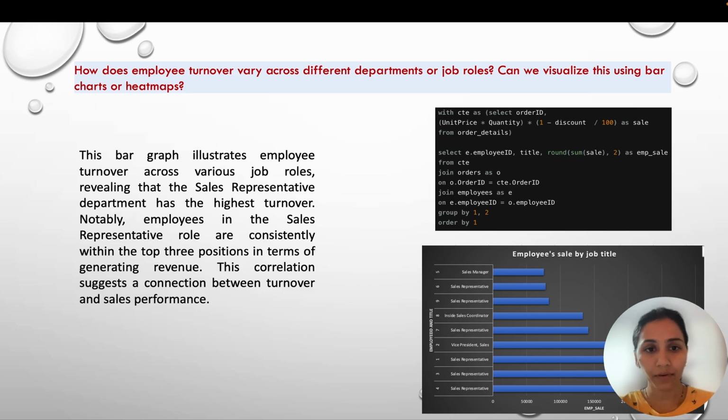So after plotting a bar chart from the dataset obtained from the above query, we have seen that there are more employees in sales representation, and also the maximum revenue generated by the employees is from the sales representative department only.